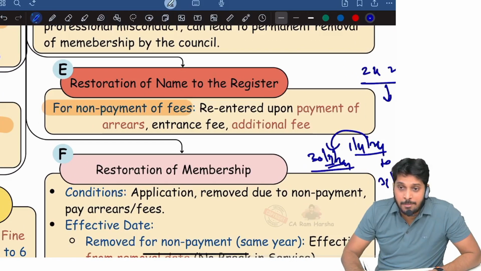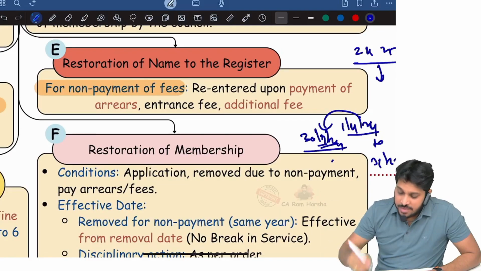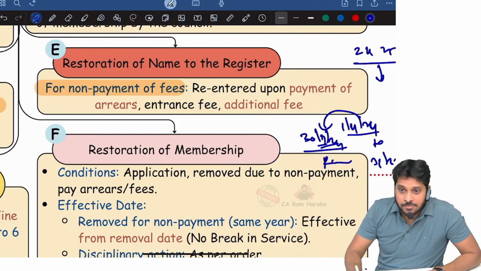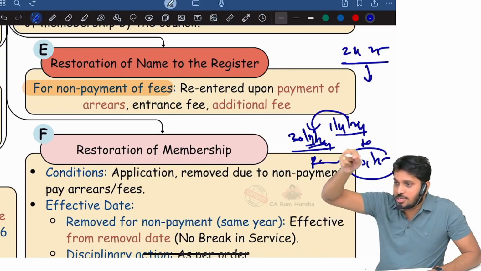If you do not pay by this, then they will give you an intimation, reminders, all that. Even if you do not respond to it, they will remove the name. Suppose you want to restore the name into the membership or COP, whatever it is.